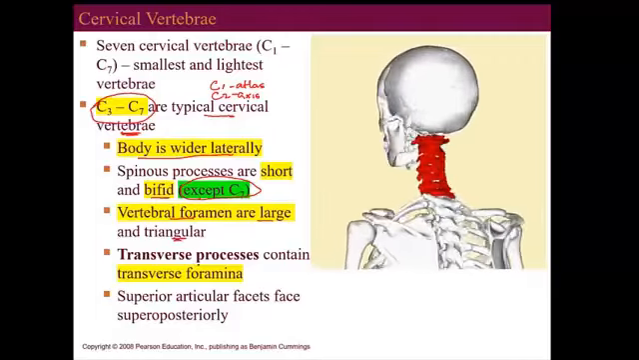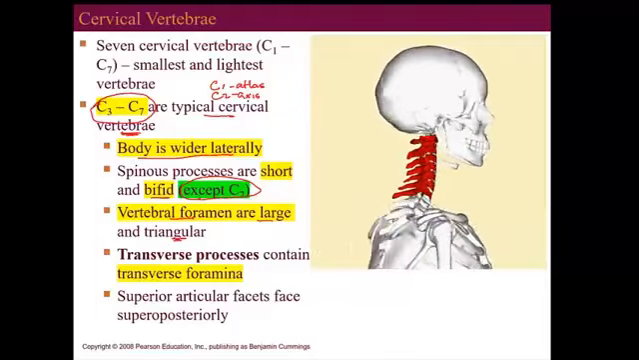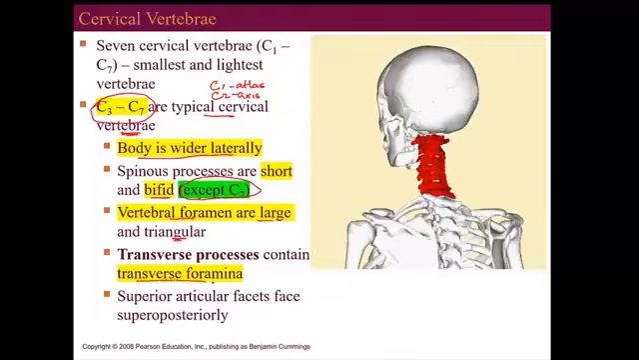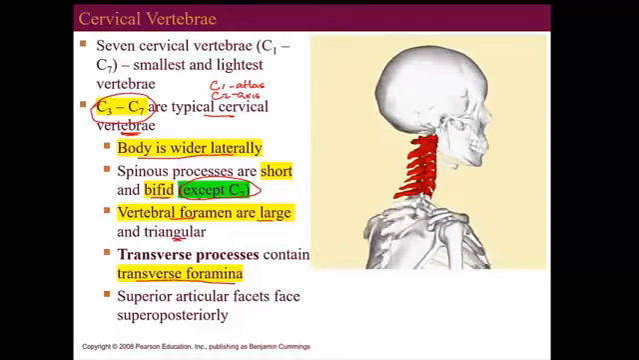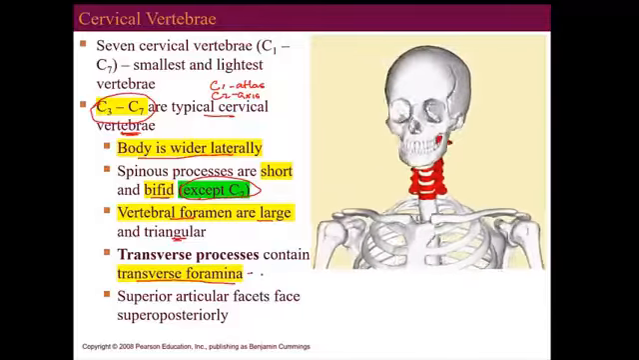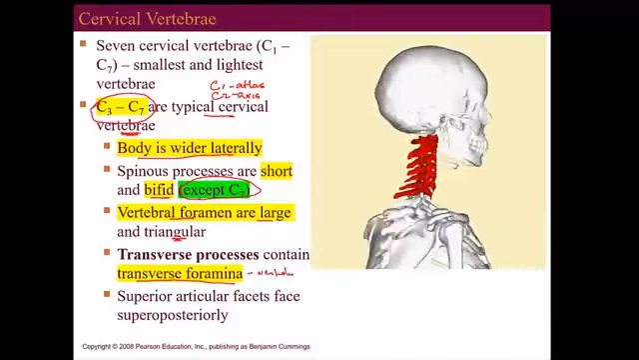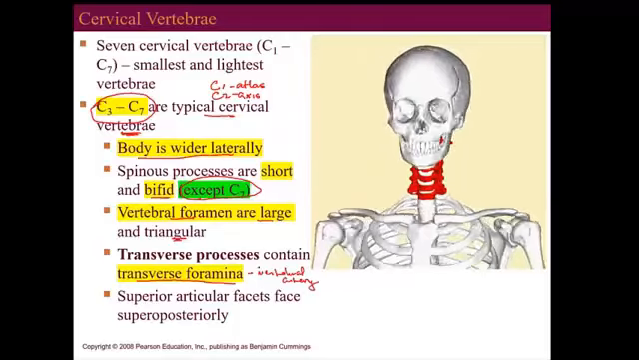Now, the transverse process is unique because it contains a hole. We call it transverse foramina. And the reason why it has a transverse foramina is because a blood vessel passes through the transverse foramina. That blood vessel is called the vertebral artery. We'll see that also when we study the blood vessels.